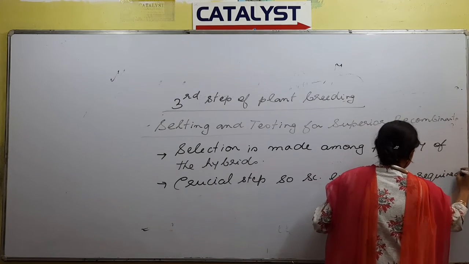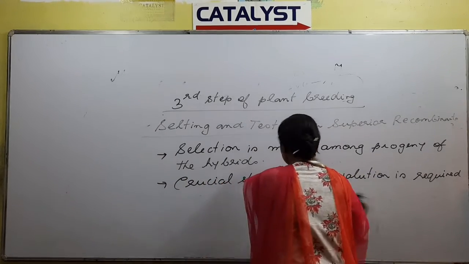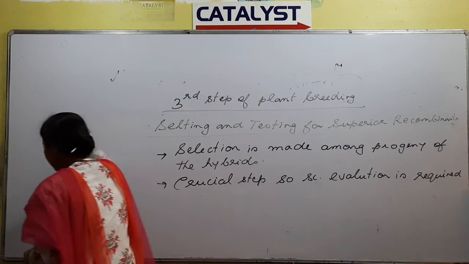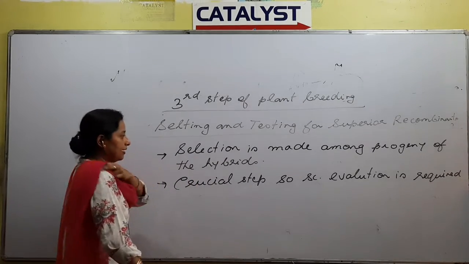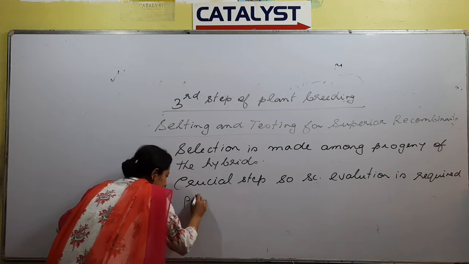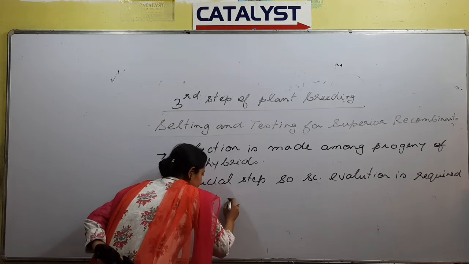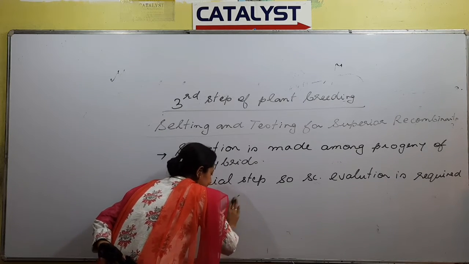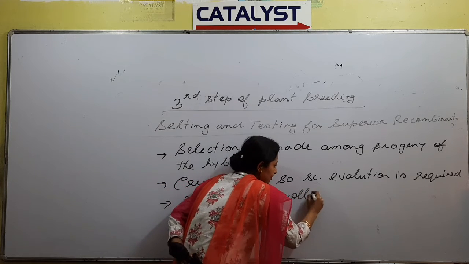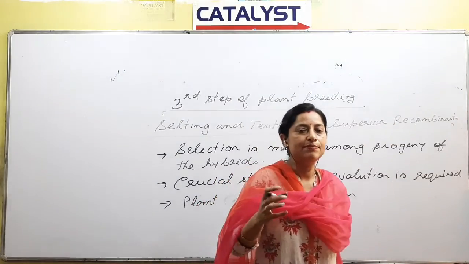So after we cross and get the progeny, what do we need after forming the progeny? Scientific evaluation is needed, and that plant should undergo self pollination. After self pollination, we grow it, and ultimately we get the superior recombinant.